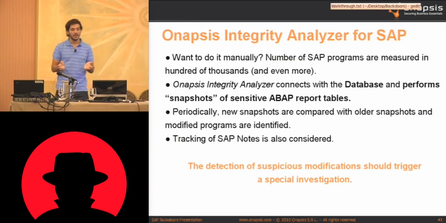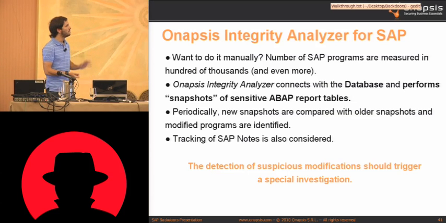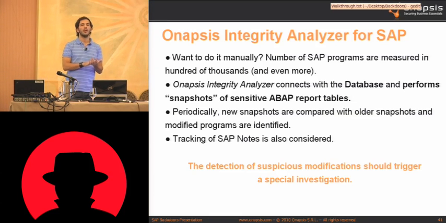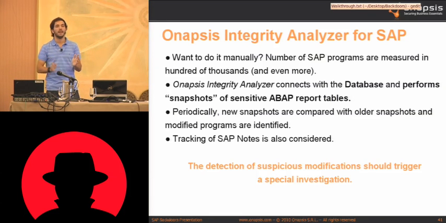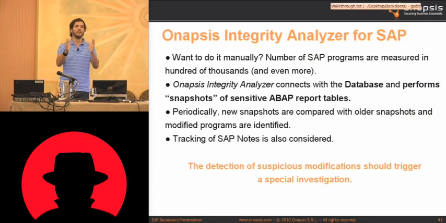You may try to do this manually, but you should know that there are hundreds of thousands of SAP programs in a regular SAP installation, so this may get a bit difficult. And what the program does is really not technical, it's not rocket science at all. It connects to the database and performs a snapshot of all ABAP programs. So it's getting a hash of each ABAP program code and downloading it to a local database. So then you can periodically make new snapshots and compare them if there is any kind of unauthorized modification.